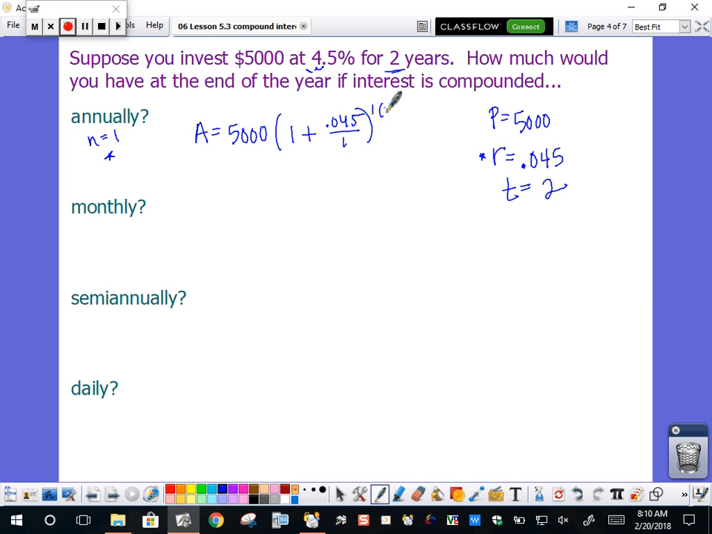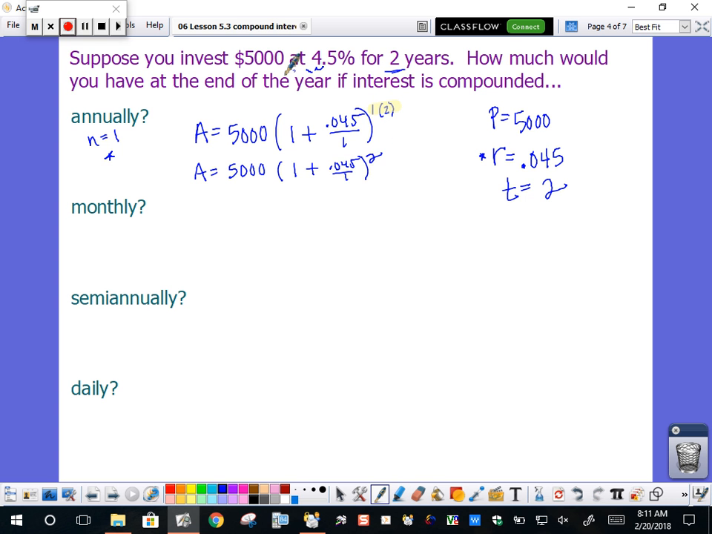So 1 times 2. Now when you go to put this in your calculator, putting it in the calculator is probably the most challenging part. What I would do is you can leave this part right here, 0.045 over 1, but just like we did when we were evaluating exponential expressions, I would evaluate the exponent first. So 1 times 2 is 2.